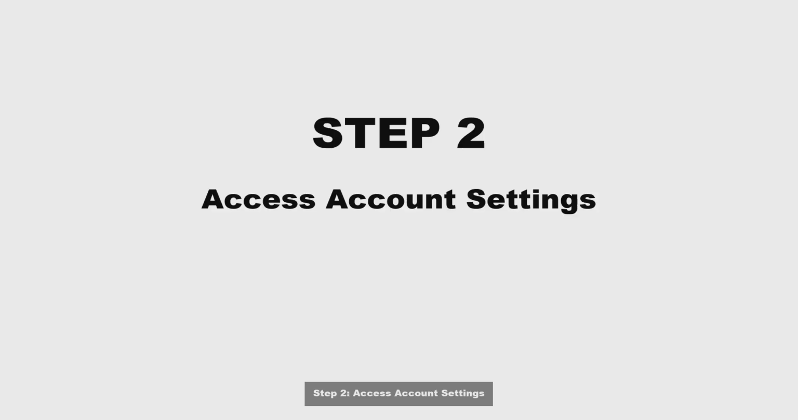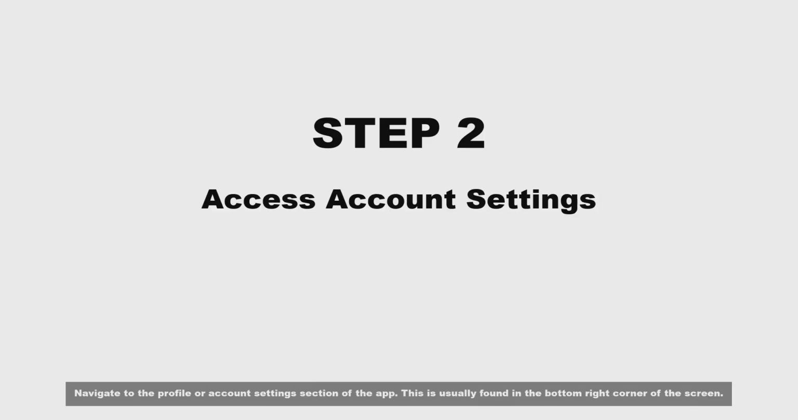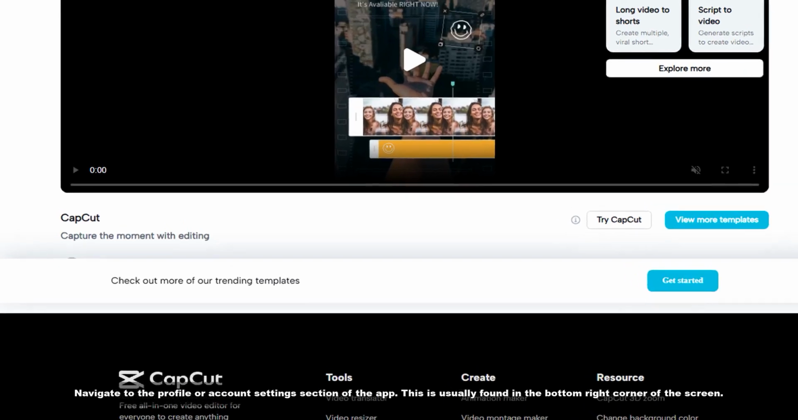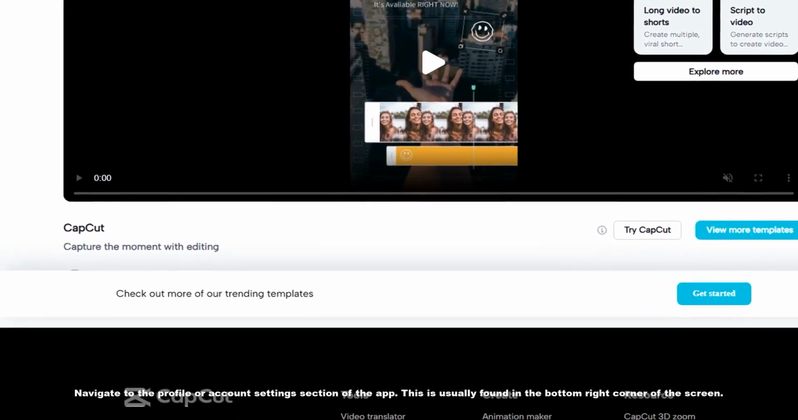Step 2. Access account settings. Navigate to the Profile or Account Settings section of the app. This is usually found in the bottom right corner of the screen.